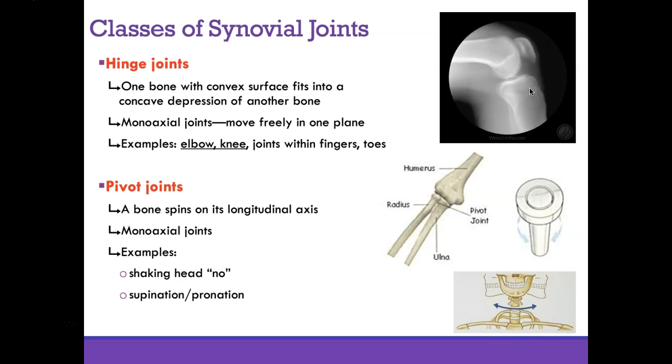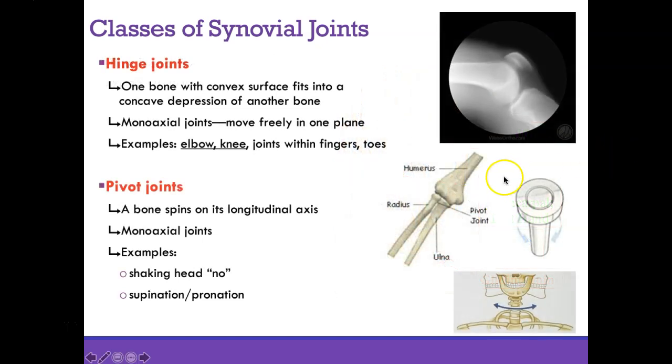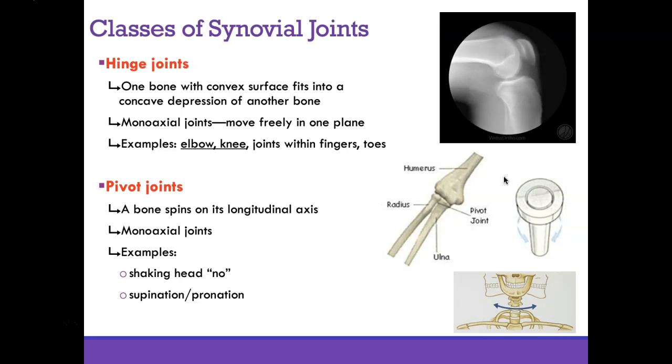Also, you have supination and pronation. When you supinate, you're basically spinning your radius and your ulna along its longitudinal axis. So everyone, you should try to pronate and supinate. You should rotate your ulna and your radius front and back. That's your ulnar joint, that's a pivot. So those are two examples of a pivot joint.